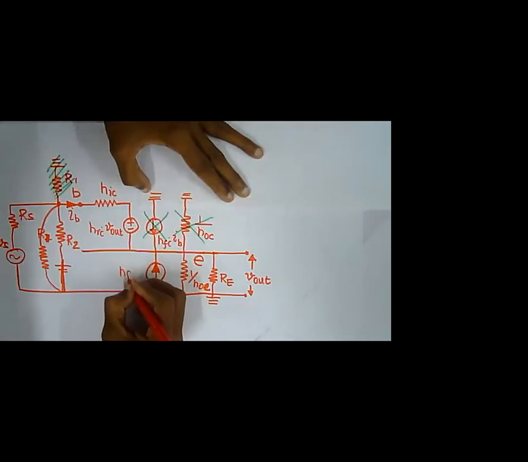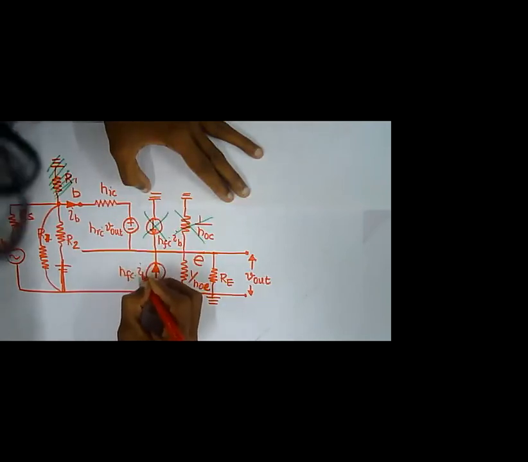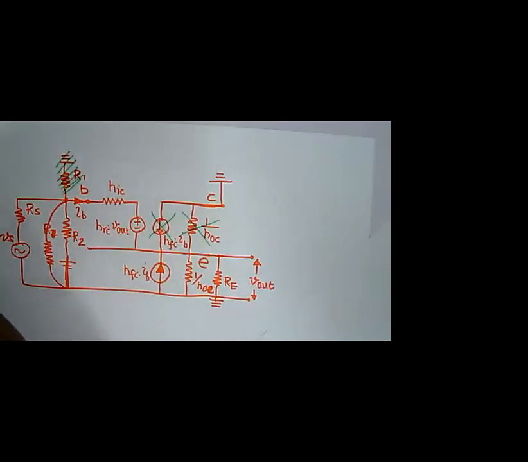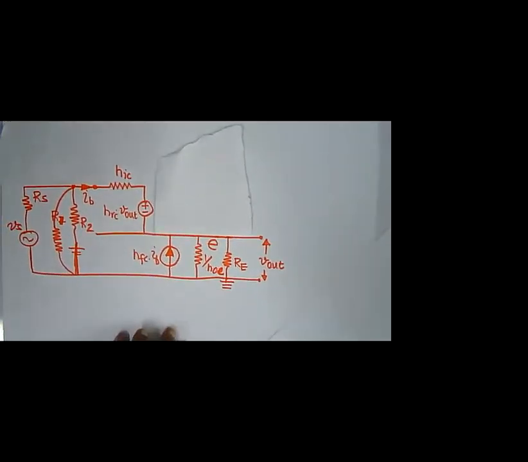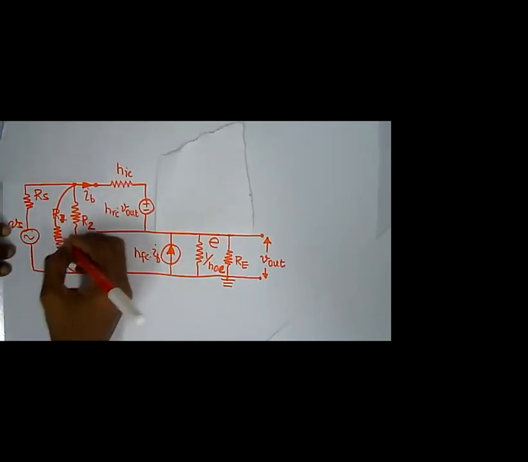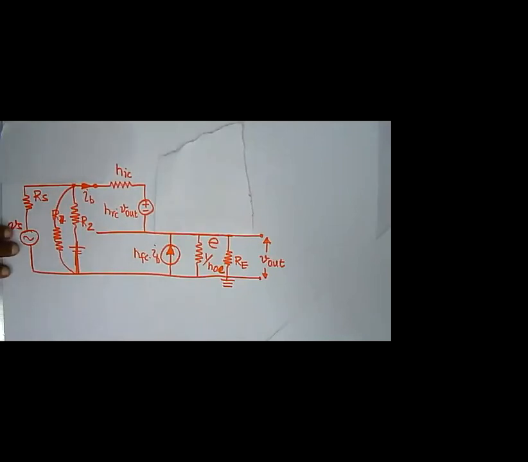This will be hFC into IB, which is this one, right? So my final circuit is something like this. Look here, R1 and R2 are parallel, right?